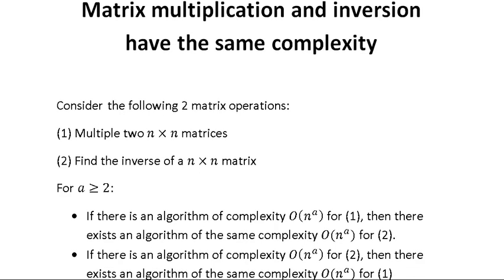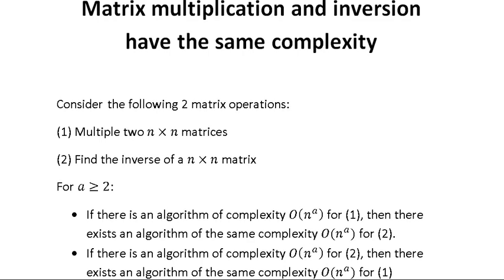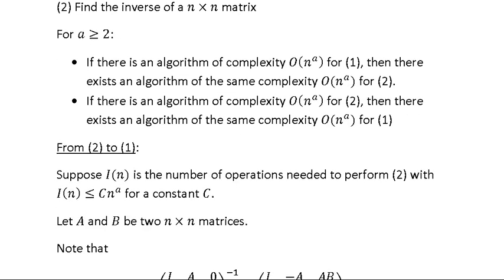What I mean by that is that if there's an algorithm for matrix multiplication, then there must also be an algorithm of the same complexity for matrix inversion. And vice versa, if there is an algorithm for matrix inversion, then there must also be an algorithm of the same complexity for matrix multiplication. Let's first show the easier direction of it.